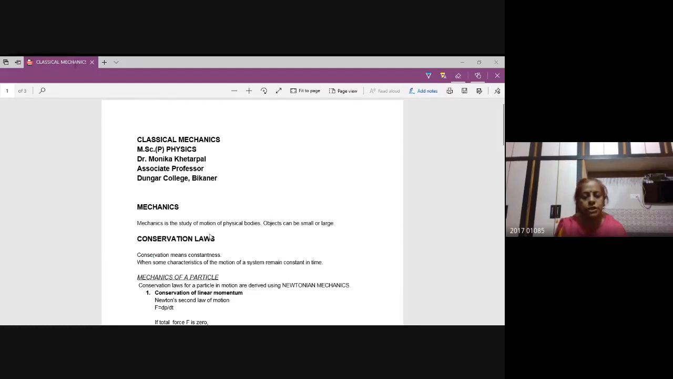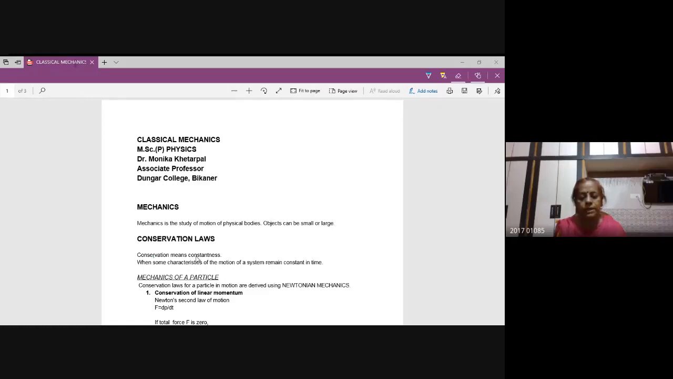What does conservation mean? Conservation means some physical quantity is constant with respect to time. Here we are going to discuss the physical properties that are linear momentum, angular momentum, and energy. Initially, I am going to discuss the mechanics of a single particle. In the next lecture, we will be discussing the mechanics of a number of particles.